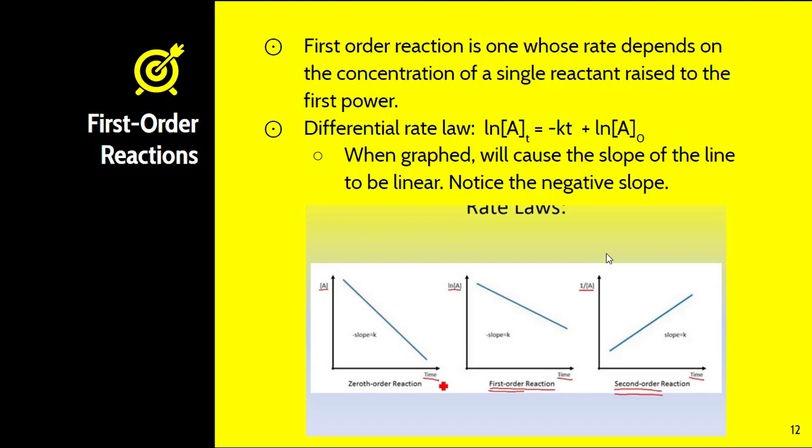Now, this causes the slope of the line to be linear. Notice the negative slope. The key thing here, and to notice this when it is in a graph, is that you're looking at the natural log. So when you see natural log in a graph, you know that it is a first order reaction.